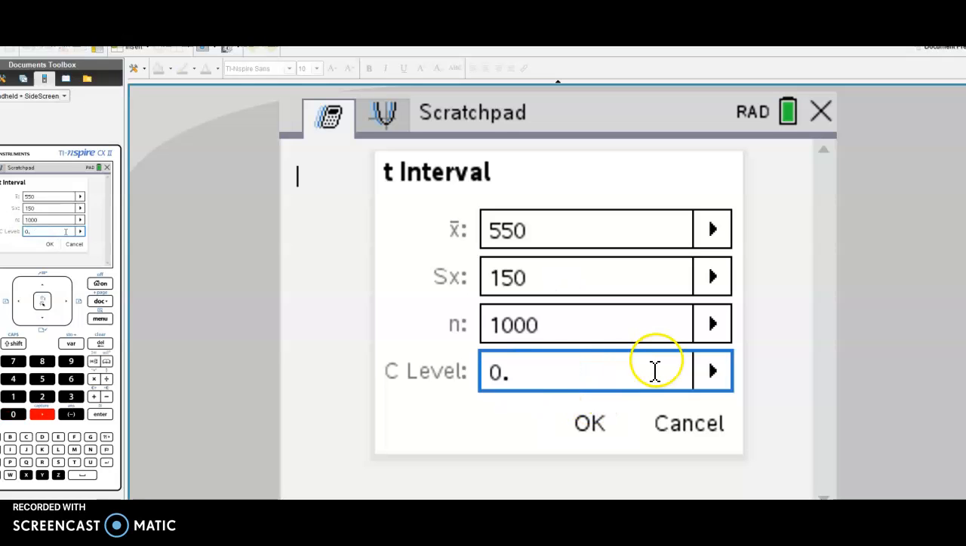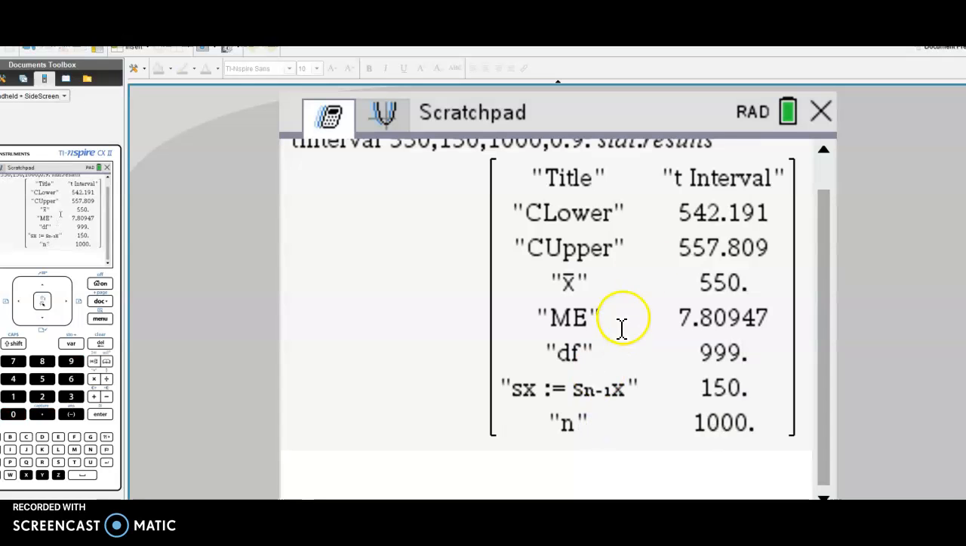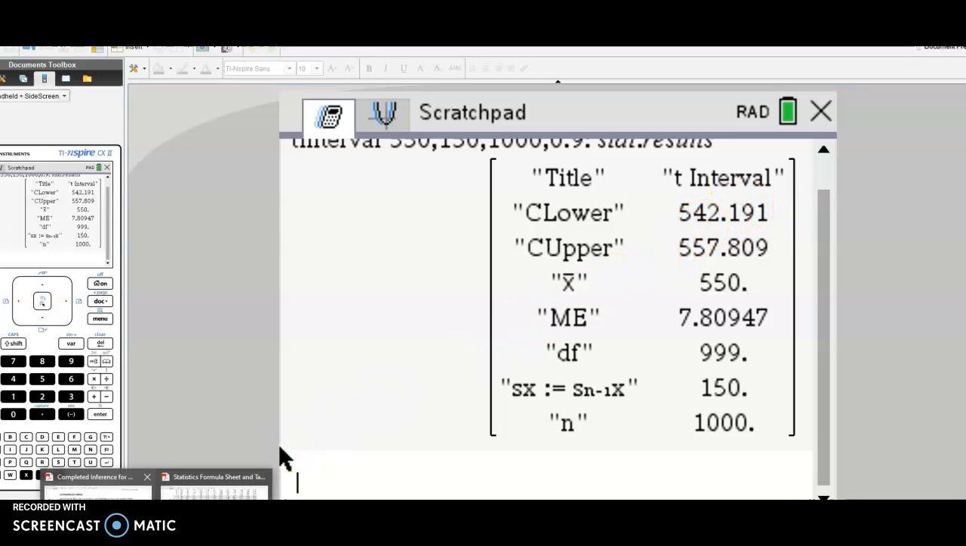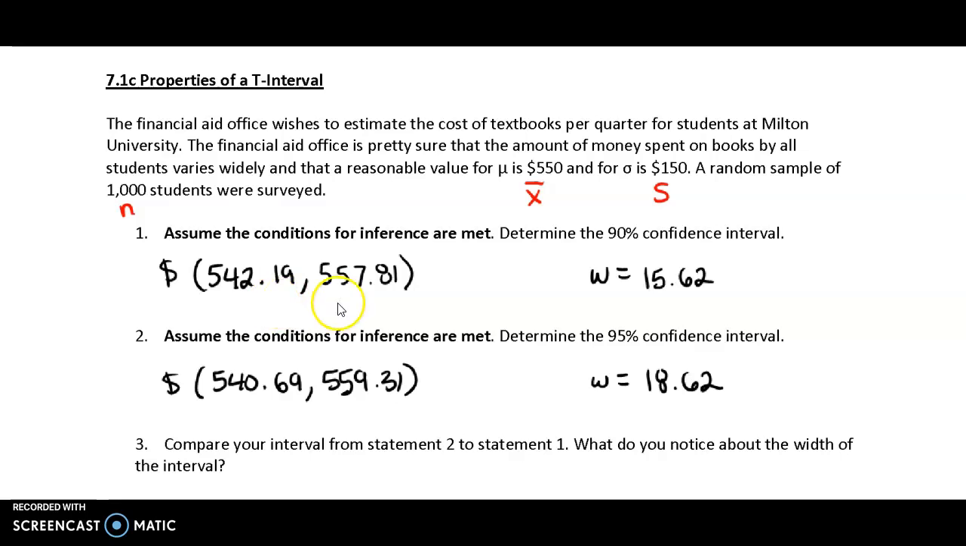And no, I don't want that. I want 0.9. And let's click OK. And my confidence interval is between 542 and 557, which is what I have written right here. Now the width of this interval is about 15.62.